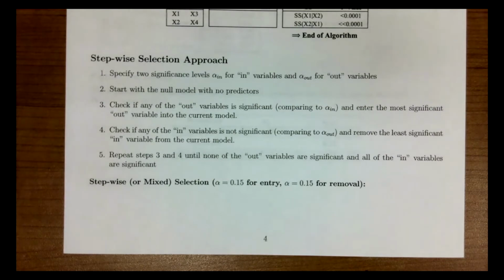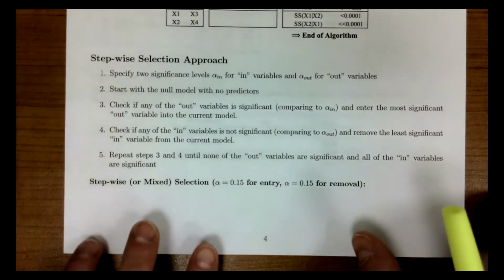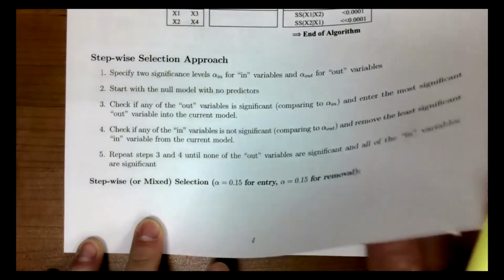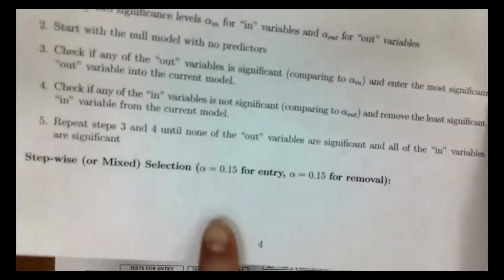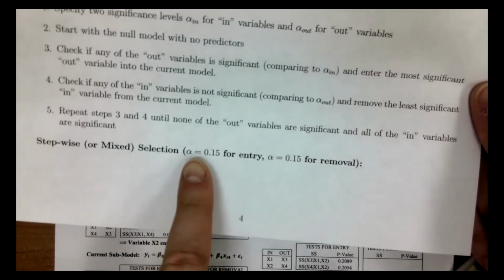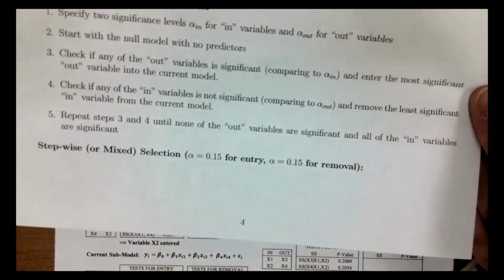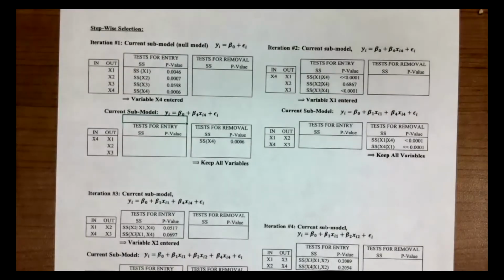So rather than going through this algorithm, because I know you guys can read, we're just going to go straight to our pictures. Note again that our alpha, just to be clear, for entry and removal is going to be 0.15, keeping it simple.